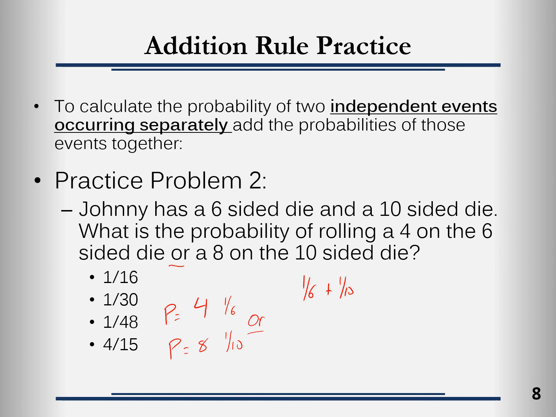So if we remember our basic rules for how we add fractions, we need to find the least common denominator so that we can add them together. The least common denominator in this case is 30. So we would multiply 6 times 5 to get 30. 5/30ths is the same as 1/6. And then we multiply times 3, and we would get 8/30ths, which we would then simplify into 4/15ths.